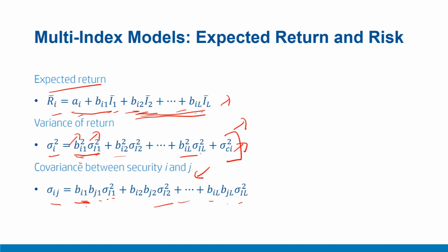Here for example Bi1 and Bj1 are the sensitivities of security i and j with respect to index I1 and so on. So security i, security j and their influence with respect to this index I1. Similarly I2, J2 with respect to index I2, and similarly we have all the other covariance terms. So this is how we define covariance terms.